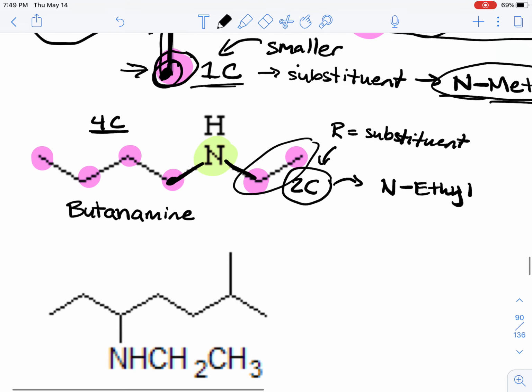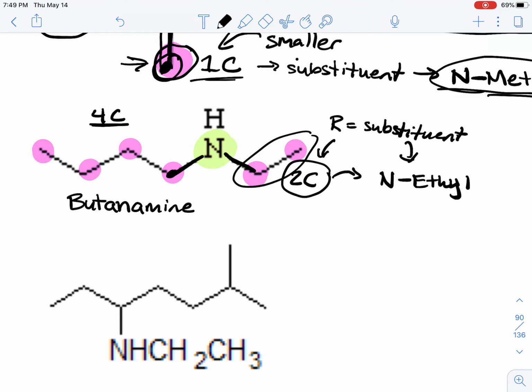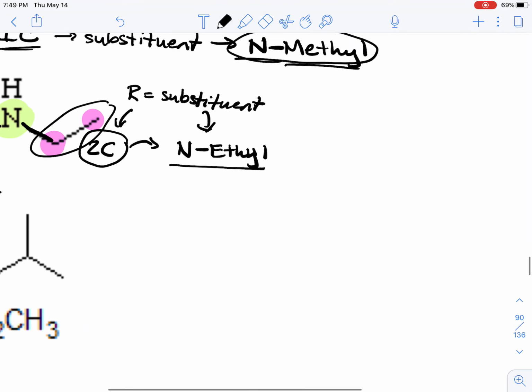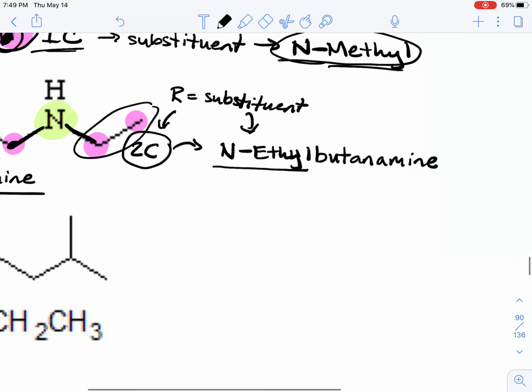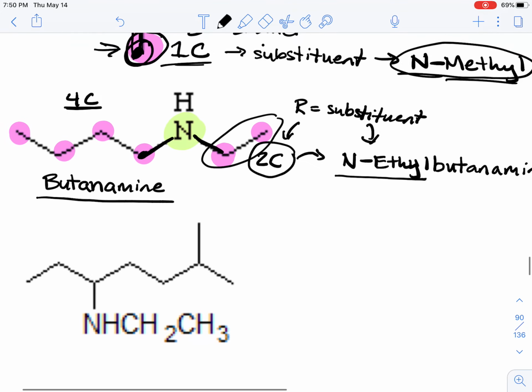And so I'm going to put these two pieces together. So since my substituent is always named first, I'm going to say N-ethyl, and then I'm going to write butanamine at the very end. And this would be the name of my organic compound for this specific secondary amine.